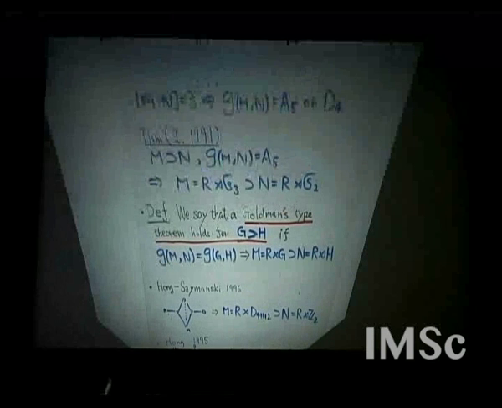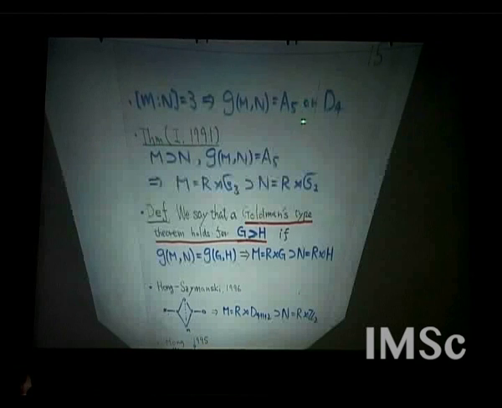So let's consider the index 3 case. Assume the index of N in M is 3. Then there are only two possibilities for the principal graph, either A5 or D4. When it is D4, then by the characterization of crossed products, M is the crossed product of N by a Z over 3Z action. So in my master's thesis, I proved the following theorem. Assume that N in M is a subfactor and the principal graph is A5.